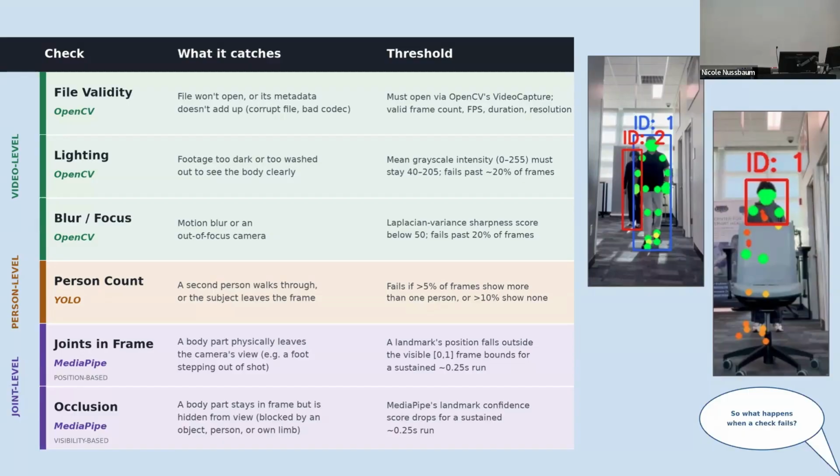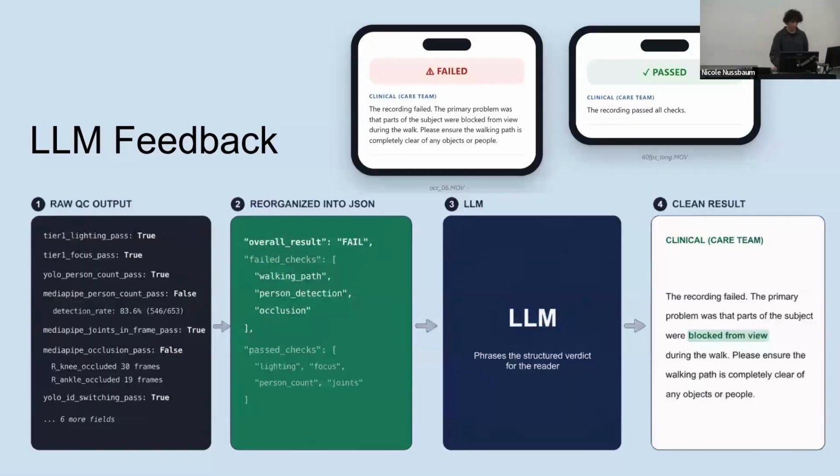So what actually happens when a check fails? That is where we send it off to our LLM feedback. At the top here, we have two cases, a pass case and a fail case. And the fail case would read something like, the recording failed. The primary problem was that parts of the subject were blocked from view during the walk. Please ensure the walking path is completely clear of any objects or people. And likewise, the pass will obviously say that the recording passed. So, more into how it works mechanistically, we can structure it into a 4-step process.